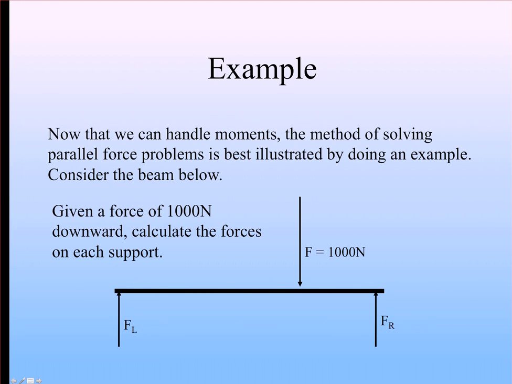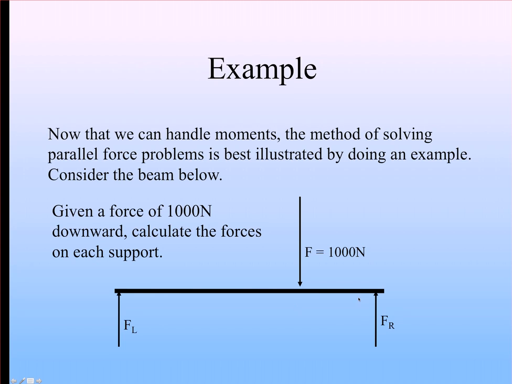And so let's solve a problem using moments. Here we have a beam which itself is massless, and a 1,000 Newton force acting down on the beam. This beam is supported at either end, on the left side by FL, on the right side by FR, but we don't know how much each of those are.